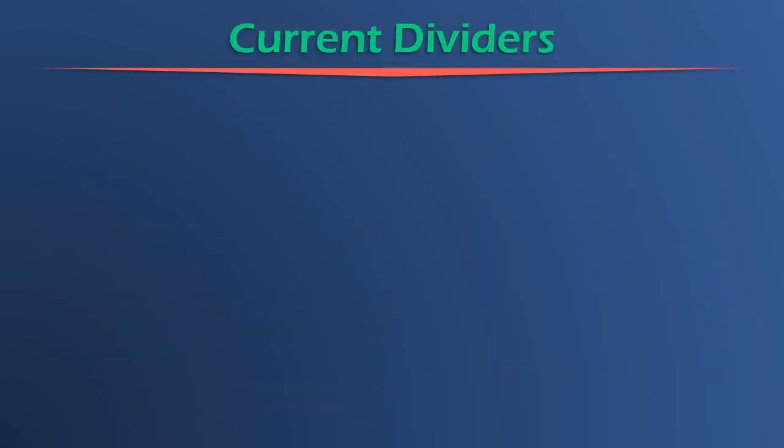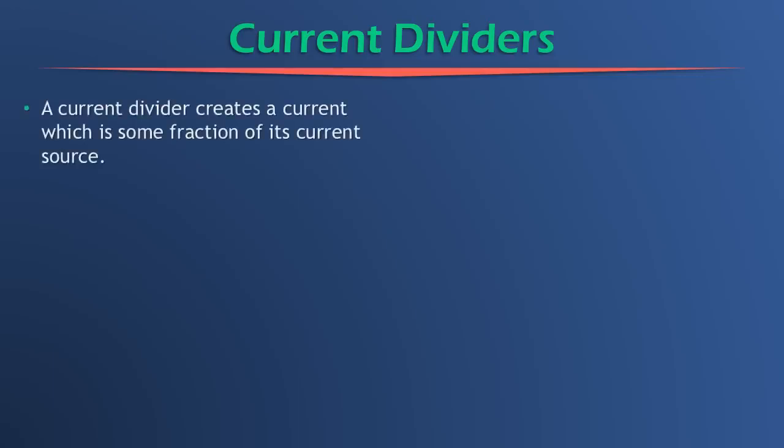Originally, I wasn't going to include a section on current dividers because most real-world circuits employ voltage dividers and not current dividers. That's because most sources in the real world more closely resemble voltage sources. However, understanding current dividers is still definitely a good thing to know. So, a current divider is a circuit that creates a current which is some fraction of its current source. It's kind of the opposite of a voltage divider, which creates a fraction of its voltage source.